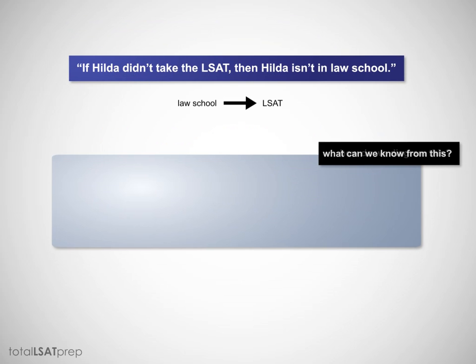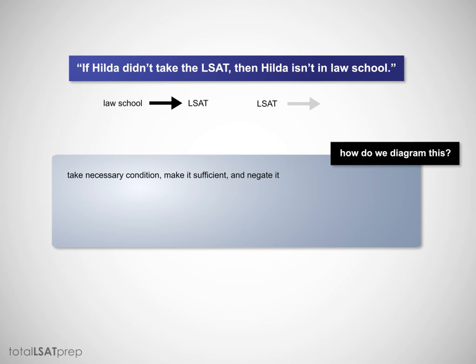Okay, so how do we diagram this? Well, it's very simple. You just take the necessary condition, you make it sufficient, and you negate it, and then you take the sufficient condition, you make it necessary, and you negate it. So you just take the conditions from the first conditional, you switch them around, and you negate them, and you'll get what we have here underneath our second conditional statement: an LSAT with a line through it, which is just the standard way of diagramming negation, followed by the arrow, followed by law school with a line through it. And as you see, it's the exact reverse of what we have in the conditional diagram on the left.